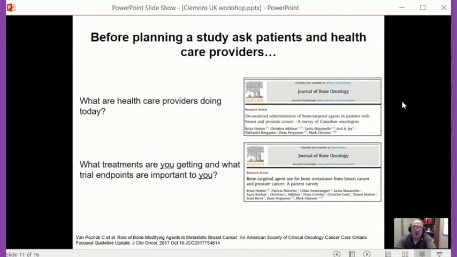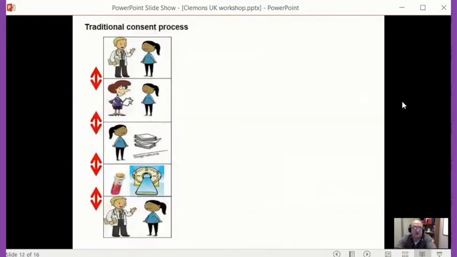And in particular, we will ask patients what treatment you are getting. And also we ask in our survey, what trial endpoints are the most important to you? If we're going to do trials, what do you want the endpoint to show? Because often we find what healthcare providers in all their wisdom want is not always what patients want. The other advantage of doing these studies is the survey would get publications for our trainees and more data for applying for grants.